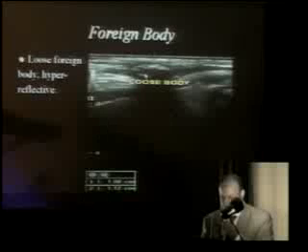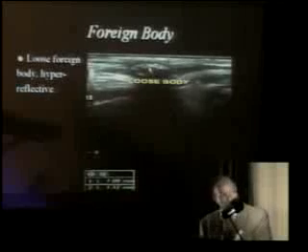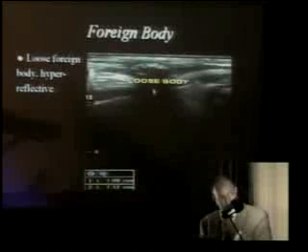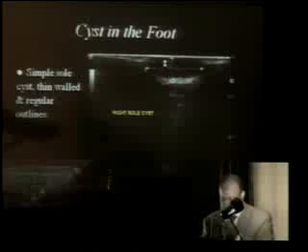This is a loose foreign body. Again, this was not granulomatous and has posterior acoustic shadow. And this is a small superficial cyst in the sole of the right foot. You can see no grains here. It is echo free, no grains. So this is a simple cyst in the sole. Similar lesion like sebaceous cyst.